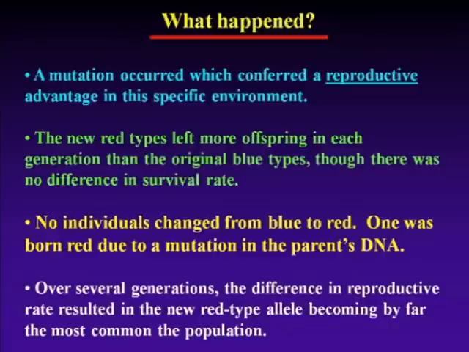In this case, a mutation occurred which conferred a reproductive advantage in this particular environment. The new red type of dot left more offspring in each generation than the original blue type. No individuals changed from blue to red. One was born red due to a mutation in the parental DNA. Over several generations, the difference in reproductive rate resulted in the new red type becoming by far the most common in the population, again, without any difference in survival rate.